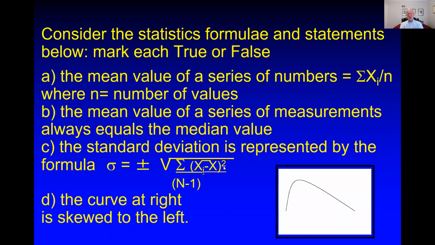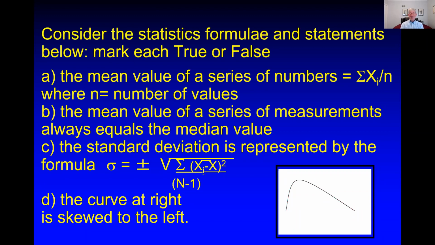How about this one? The mean value of a series of numbers equals the sum of the individual values over n, where n is the number of times you took the measurement. True. That is definitely true. You sum up your values, divide by n, that's your mean or your average value.